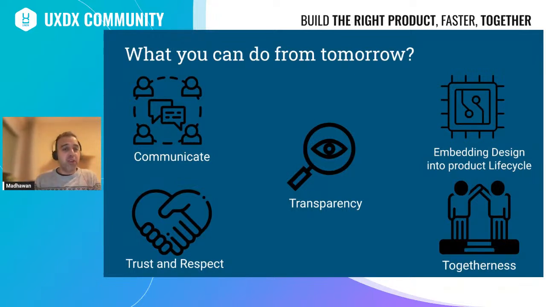So first, communicate more, communicate early, communicate frequently, have that trust and respect. Think of what others expect from you, what you expect from them. Embed design into your product lifecycle. Don't wait for that last moment. Have that feeling of togetherness where you win together, you lose together, and be transparent. Be transparent when you are working with tight timelines. Be transparent when you don't need designers, and you can actually give them more time to do what they like.